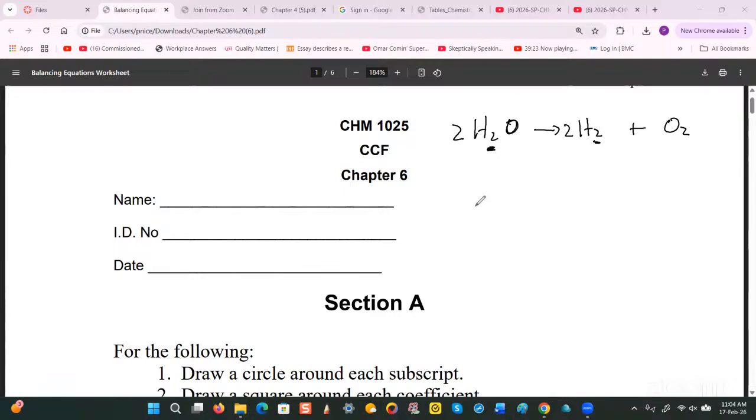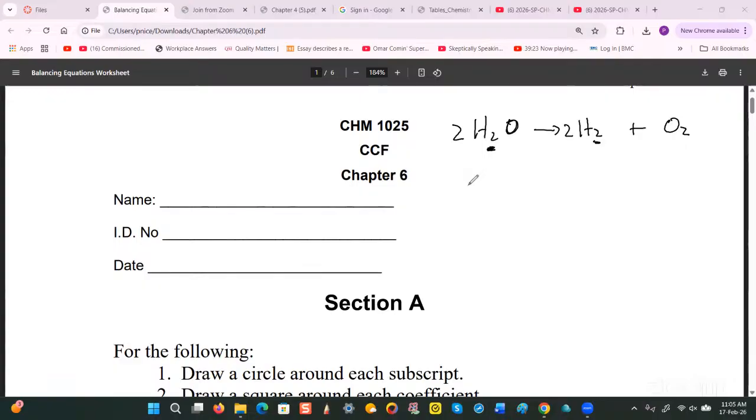You make changes to the coefficients of the different substances, and sometimes you have to go back and forth. You probably place a number in one place before, and then you have to make changes and erase that number, replace it with another number. So it's a bit of a trial and error kind of exercise. All right. Okay. So let me see if I can come up with another example.